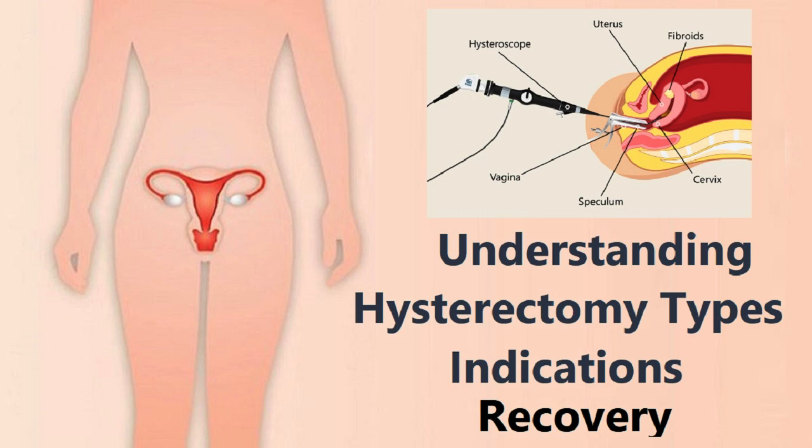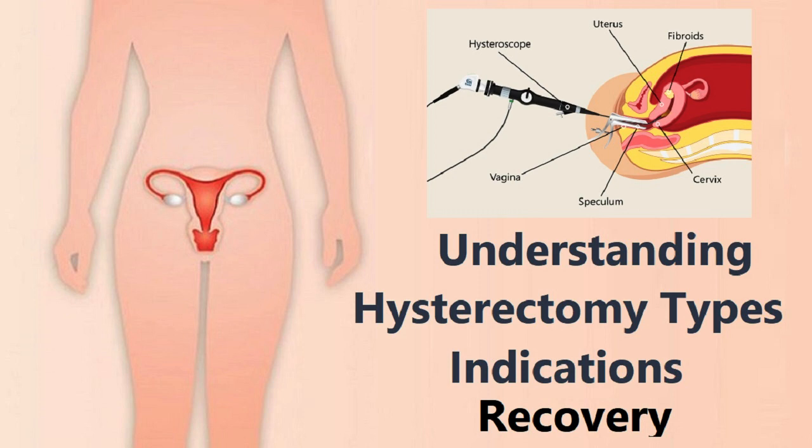2. Subtotal or partial hysterectomy. This procedure involves the removal of the uterus but leaves the cervix intact. It is usually reserved for specific medical conditions and is less common than a total hysterectomy.